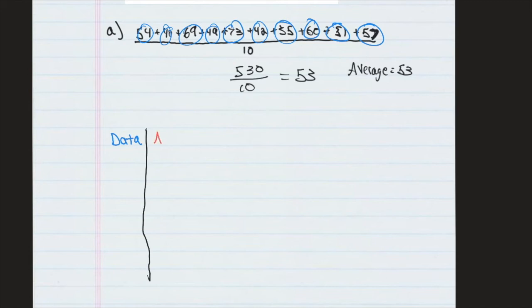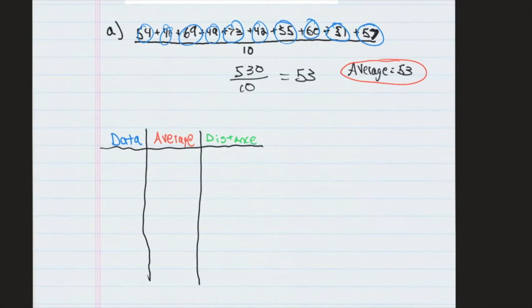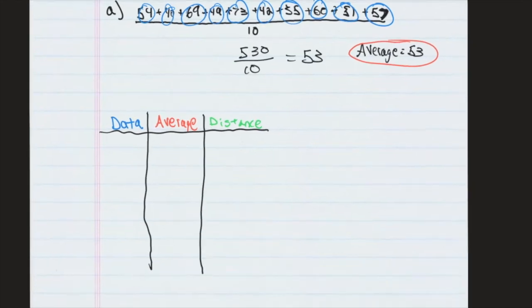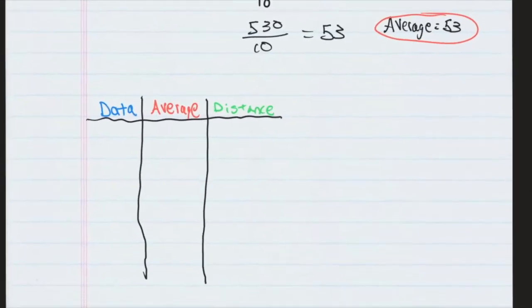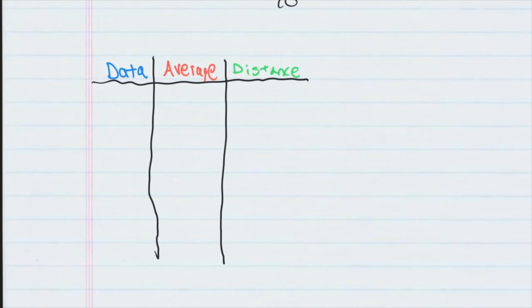We've got the average, which I just found to be 53. And then last, we're going to find the difference, or it's probably more appropriate to say distance. And we're going to do that for every number. So to show that, we need to write down all of these numbers into our data table.